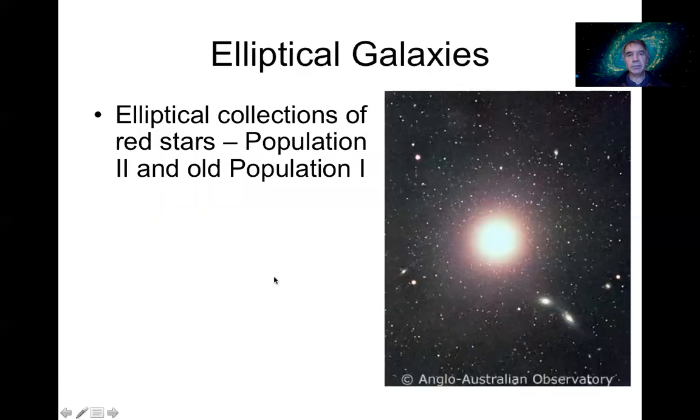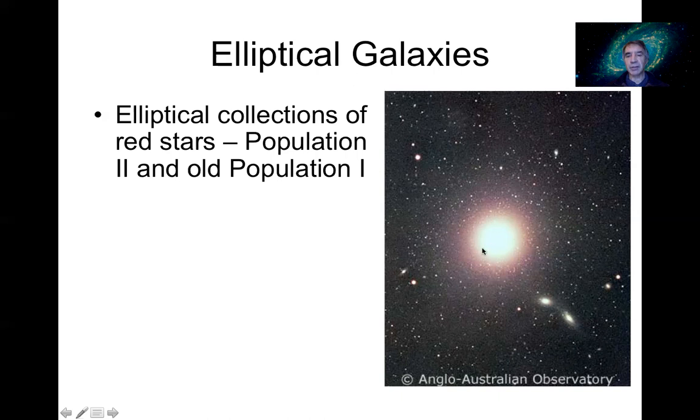Okay, so let's move on to another major class of galaxies, and these are the elliptical galaxies. So you've got a picture of one here. It's this quite different looking object now. So these have much less structure in them. They're just usually elliptical in shape, hence the name.